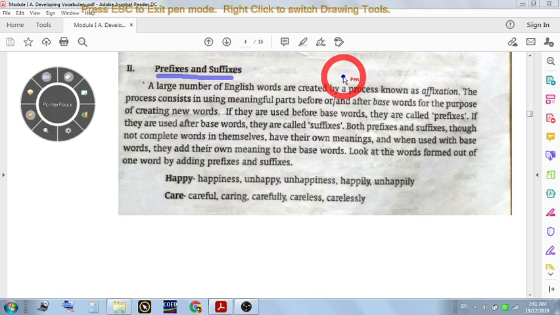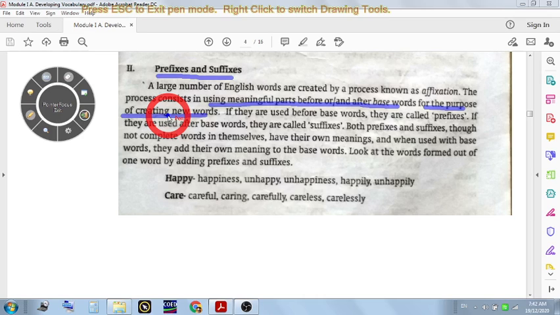What does that mean? It means using meaningful parts before and after base words for the purpose of creating new words. With the help of prefixes and suffixes, you can create new words and you can use them in your sentences. So this is another way of enriching your vocabulary.